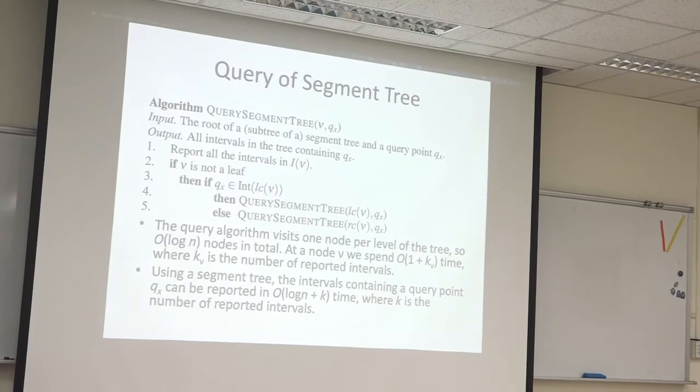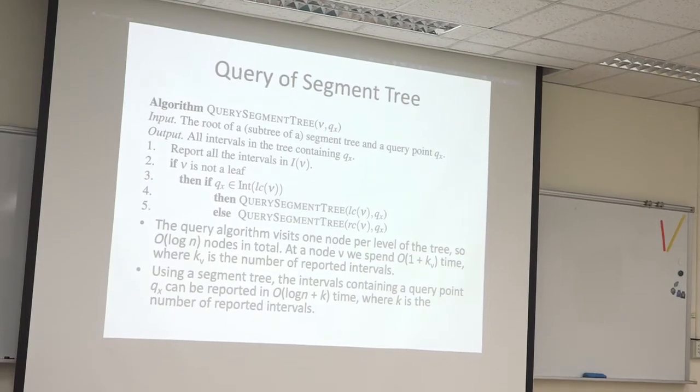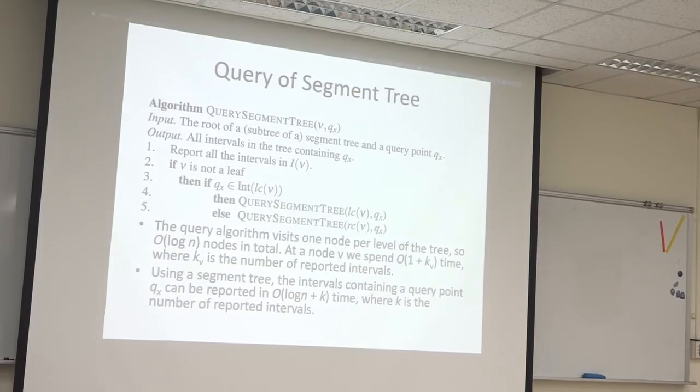So it's going to report all the intervals associated with this node. If V is not a leaf, then you check if QX belongs to the interval of the left child. If that's the case, you call the query segment tree on the left child with QX. Otherwise, QX must be included in the right child, so you do the query segment tree on the right child with QX.